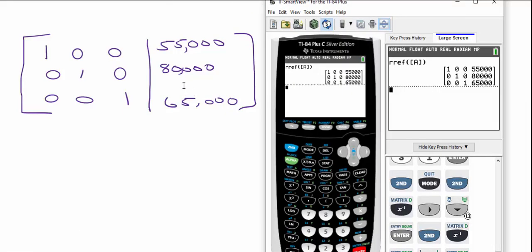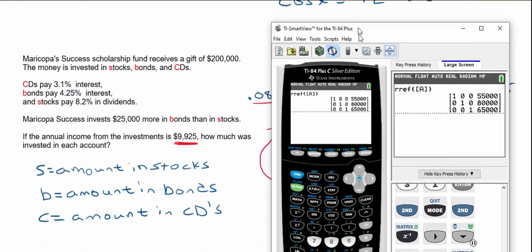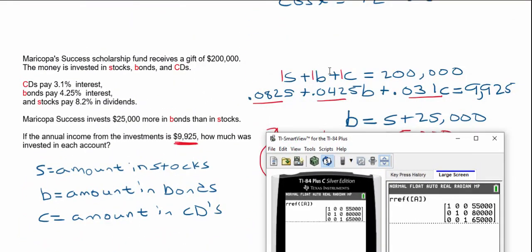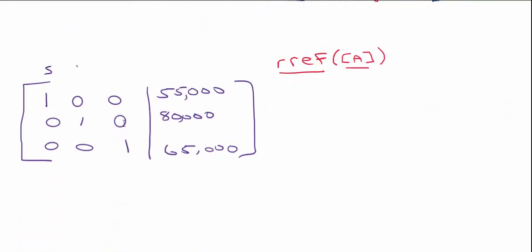So all I've done here is literally copy what the output of the calculator was, and I need to remind myself the order in which I typed in these variables. If you go up to my system of equations, the order was S, B, C. This is very important. In fact, I'm just going to write S, B, and C up here so that when I go back now and turn this augmented matrix back into a system of equations, this will make sense.